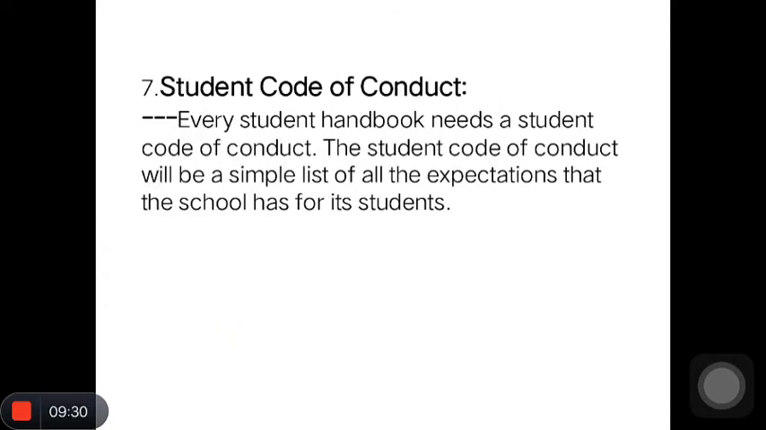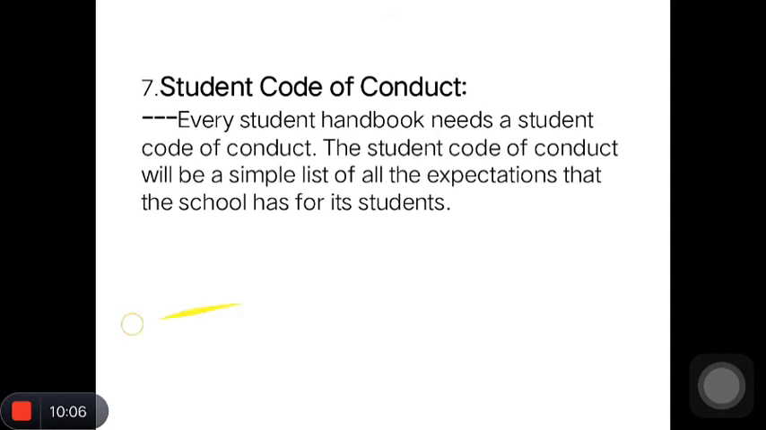Number seven is student code policy. Every student handbook needs a student code of conduct, which will be a simple list of all the expectations that the school has for its students. It is important for students that we have a handbook to prepare every lesson every day. That's one example.